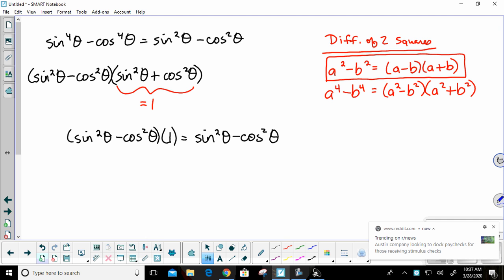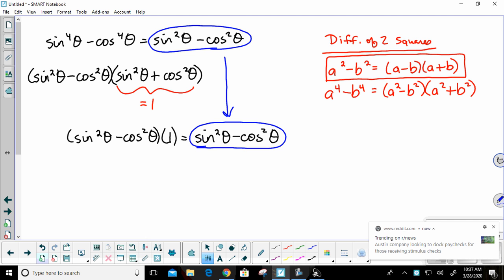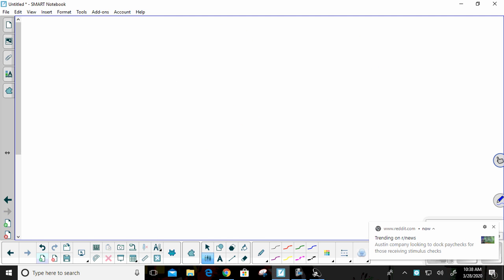Now you'll notice this is what's left. This was what was on the right-hand side. Those are the same. We verified that trig identity. Difference of two squares formula. Okay, number 21, and then we'll go back to 18, which is kind of a beast. So number 21.